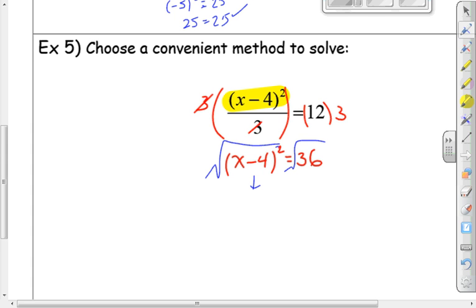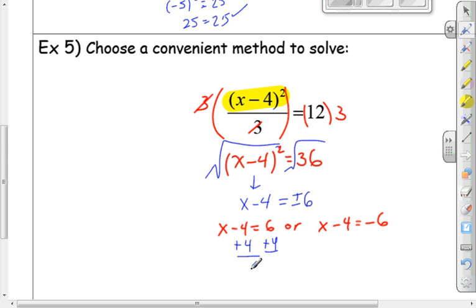We take the square root of x minus 4 squared. It's going to be x minus 4. The square root of 36 would be plus or minus 6. And now I'm going to write two equations out of that. x minus 4 equals 6, or x minus 4 is equal to negative 6. Solve each equation. Add 4 to both sides here. One solution is 10. Add 4 to both sides here. Or x is equal to negative 2.